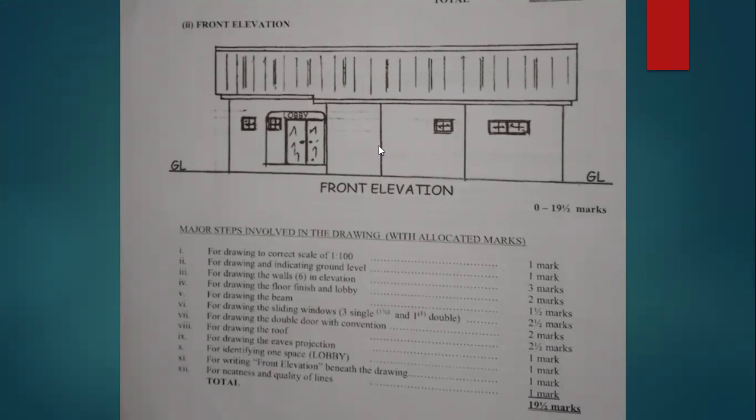So this is the front elevation that was produced in the year 2023, and we have the marks awarded to the drawing as we see it here. As we have here, the major steps involved in the drawing with allocated marks. Roman figure 1, for drawing correct to the scale of 1:100, 1 mark. Okay, so as I've said before, we need to make use of the scale given to you.